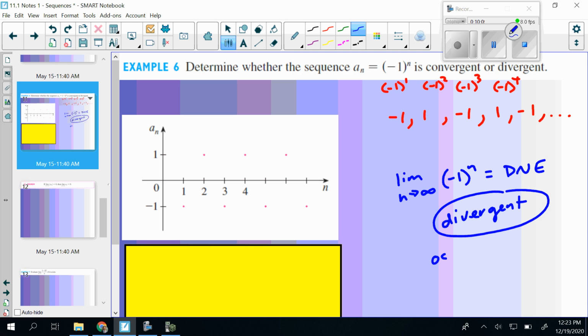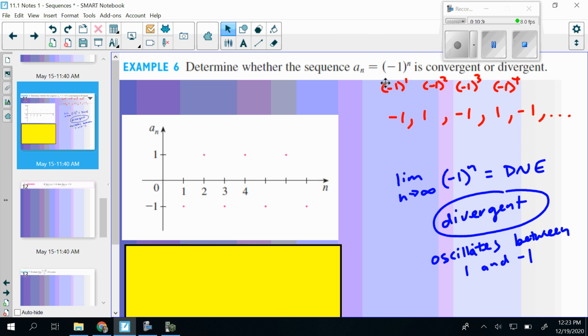Oscillates is a term for just going back and forth between two values. So it just oscillates between 1 and -1. So it's never going to approach anything. So not all sequences are convergent. This is an example of one that is not.